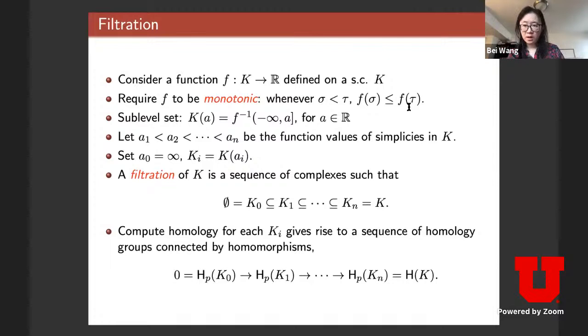The other concept is what's called a sub-level set. A sub-level set is all the simplices in my simplicial complex that have a function value smaller than or equal to a particular value, okay? Now, if I have an entire collection, let's say for the time being I always deal with a finite simplicial complex, then I can order the function values in increasing order, and I can go from the smallest value to the largest value.